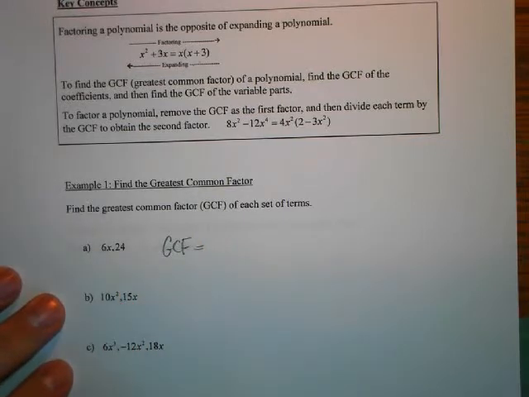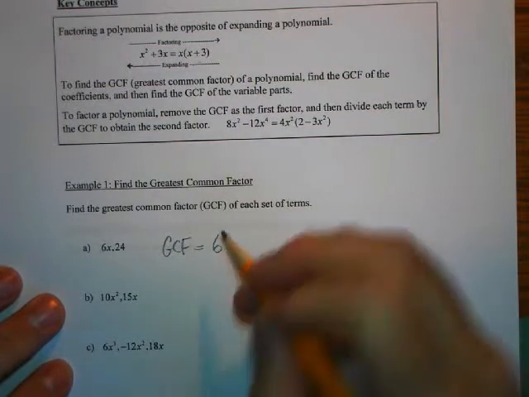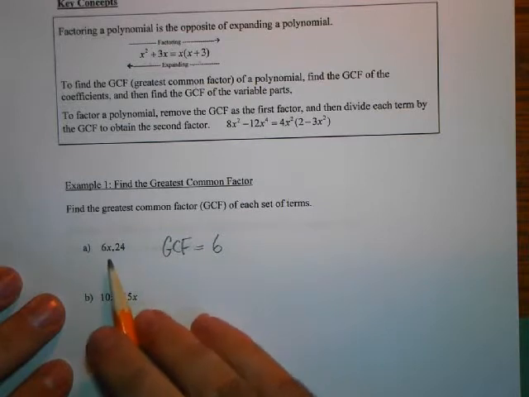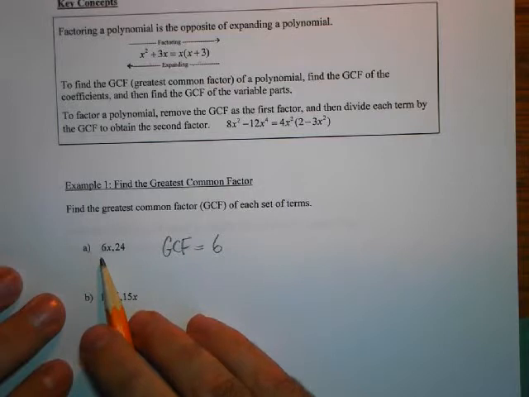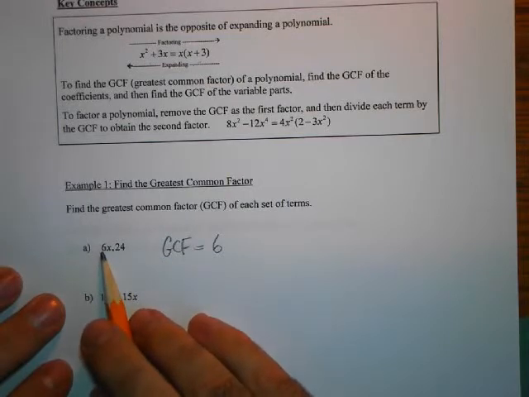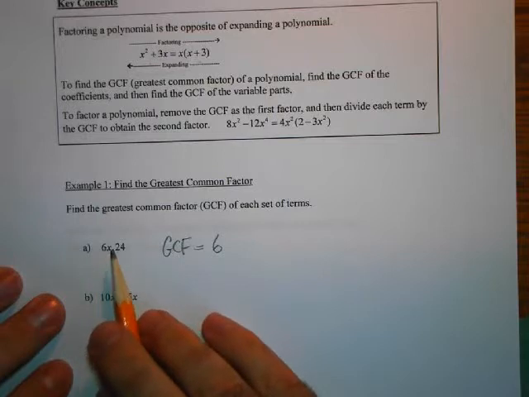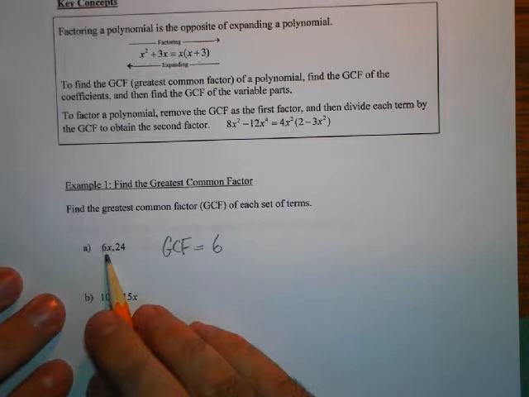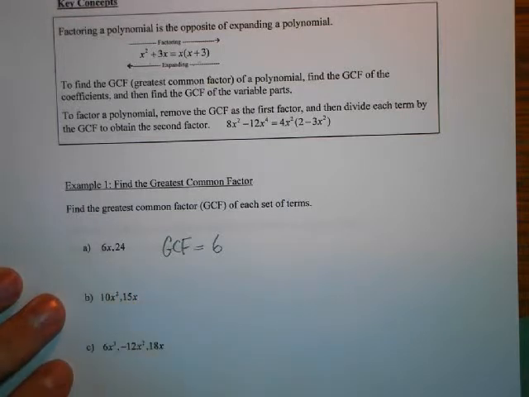Well, that would be a 6. Okay, so you might have to make sure that it's the greatest, because someone might say, oh, it's 2. Well, that is a common factor, but it's not the greatest common factor, okay? So you have to make sure that you've got the biggest possible number that goes into both, okay? So 3 would work, 2 would work, but they're not the greatest common factor. 6 is, okay? All right, so that's the first step.